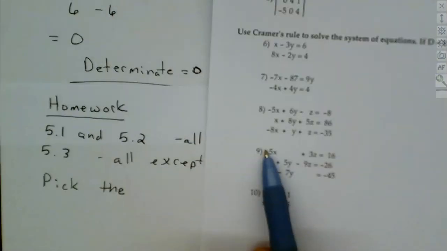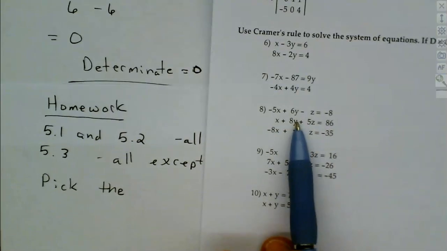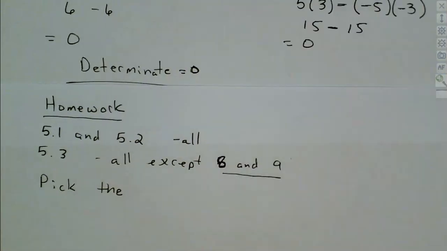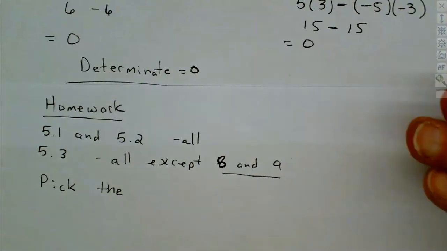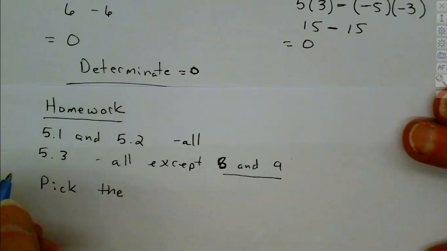You can do all the others, but 8 and 9, these have 3 variables. Now, you can do it if you want to read ahead and see, but it's 4 of those 3 by 3s. It's the same process as what we did with the 2 by 2s, but you have to do 4 of the 3 by 3s. So I'll pick up the homework next time, on Thursday.